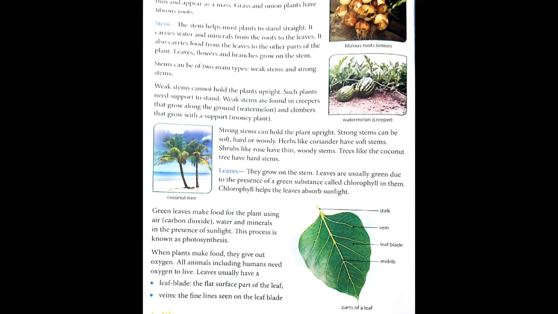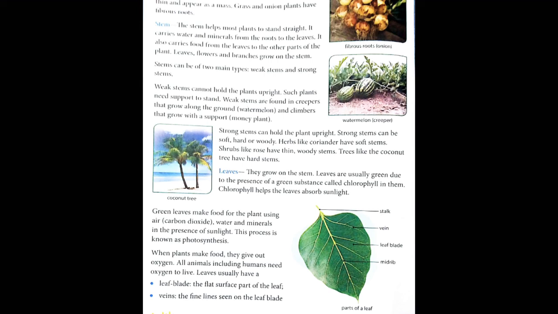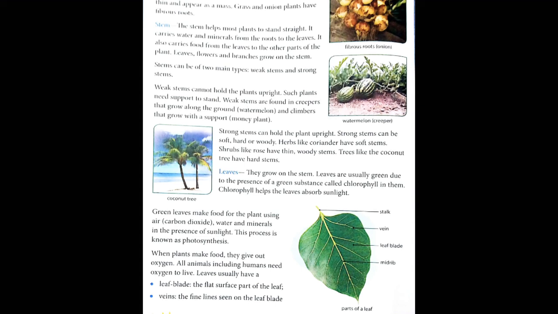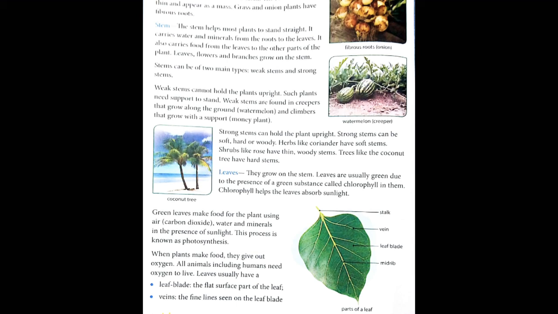Okay, now we will study stem. The stem helps most plants to stand straight. It carries water and minerals, as it is a carrier. So it carries water and minerals from the roots to the leaves. It also carries food from the leaves to the other parts of the plant. Leaves, flowers and branches grow on the stem.